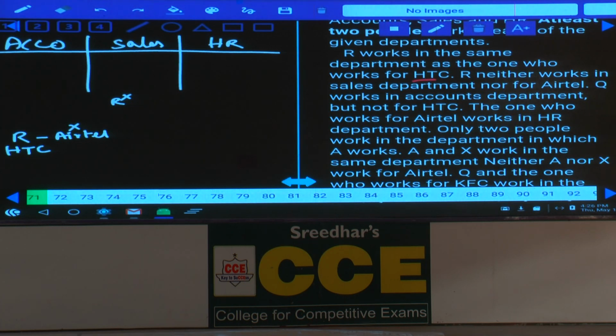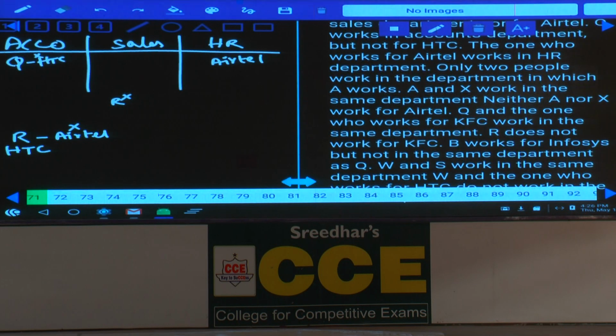And next one, Q works in accounts department. Now Q works in accounts department, clearly specified, but not for HDC. Now this Q is not working for HDC. Hence write down HDC and put a cross. The one who works for Airtel works in HR department, isn't it? The one who works for Airtel works in HR department.